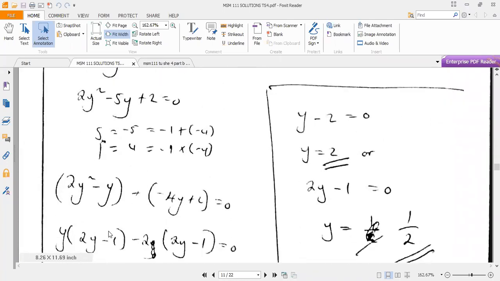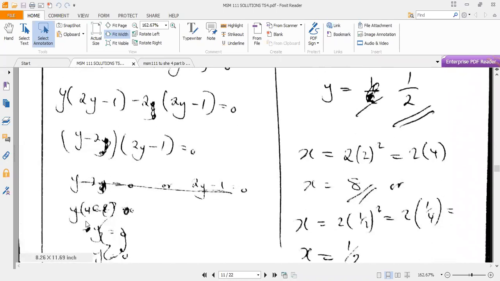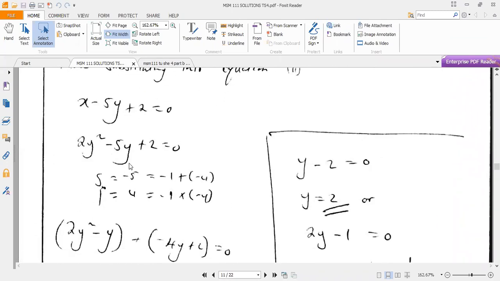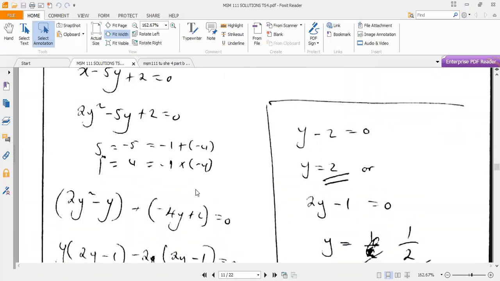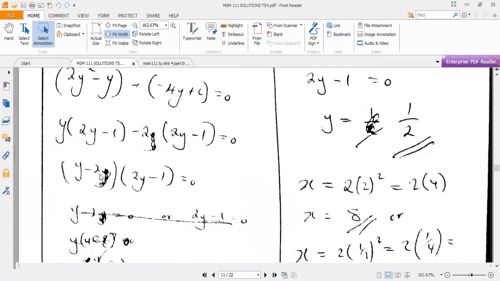So when you do the manipulation, you will find that, okay, let me just go through them. Here you know that your sum is -5 and your product is 4, isn't it? The two factors are -1 and -4. Now, when you find those two factors, you can easily do those sum manipulations. You'll find that you arrive somewhere here where you have y minus 2, open and close the brackets, 2y minus 1, open and close, is equal to 0.